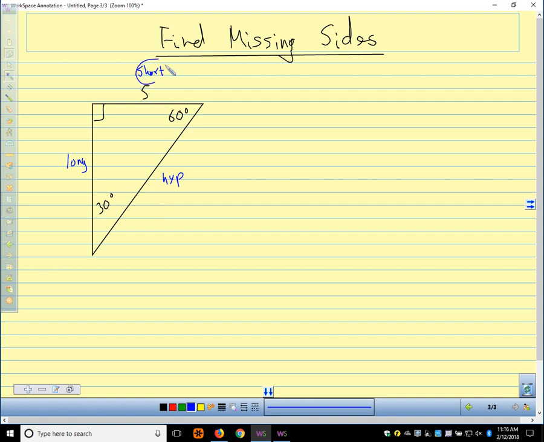To go from the short to the hypotenuse, multiply by 2. So the hypotenuse is 5 times 2, which is 10. To go from the short to the long, multiply by the square root of 3. So the long is going to be 5 square root of 3. And we're done. It's just like 45, 45, 90, but we just have different things that we're multiplying by.